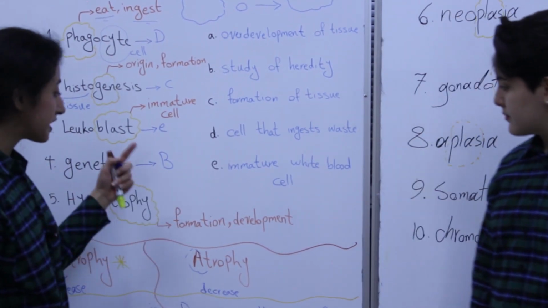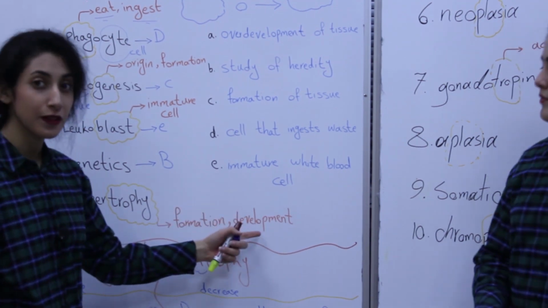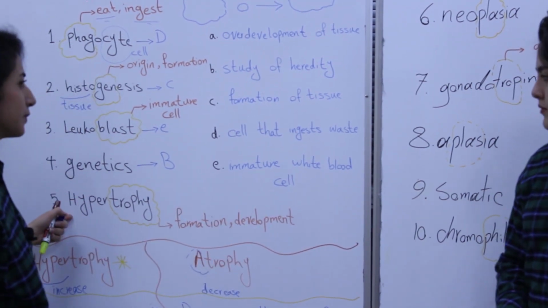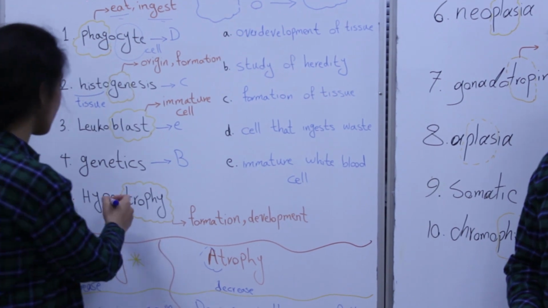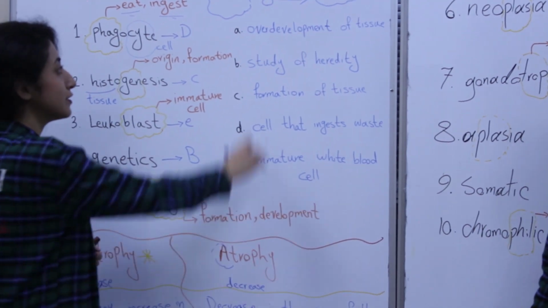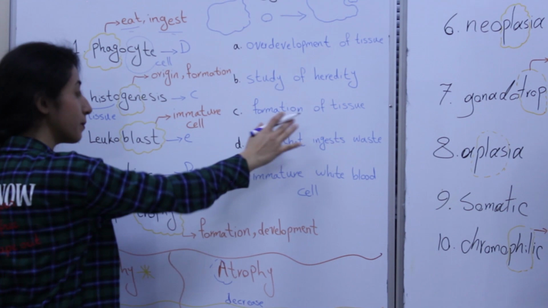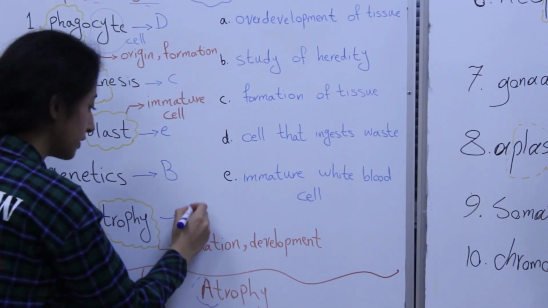And the last one is hypertrophy. Trophy is the root that means formation or development. And hyper means increase. Yes, so hypertrophy is overdevelopment of tissue. So it is A.